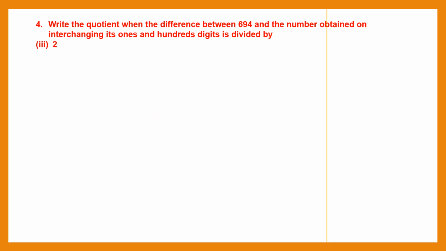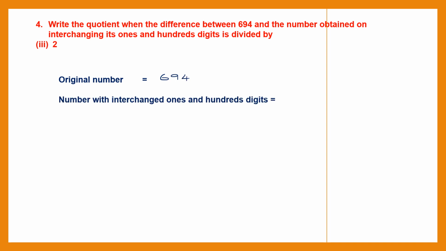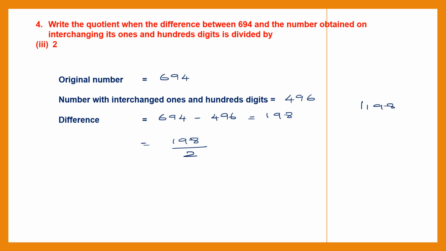Now the third question here for the same thing. So here the original number is 694. Then the number on reversing its ones and hundreds places is 496. Now the difference is when we subtract these two, 694 minus 496, which we found out to be 198. Now we have to divide 198 by 2. 2 nines are 18. So we found the quotient and the quotient is 99. So we've got our answer here. 99 is our quotient.